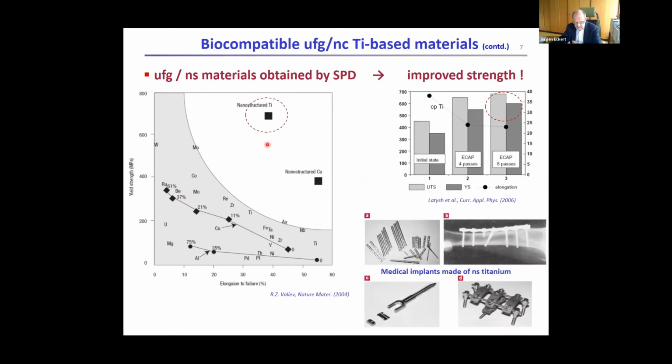That's work done by Russian colleagues with severe plastic deformation called ECAP. This means equal channel angular pressing. So this is basically a heavy mechanical deformation. And what the left-hand figure shows is that you can indeed create nanostructured titanium, in this case commercially pure titanium, with a very high strength and still a decent ductility, which is by far better than for a variety of different other types of alloys.